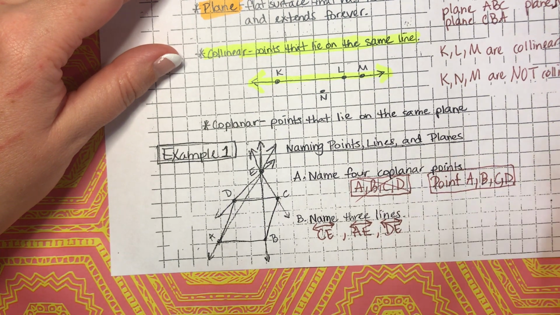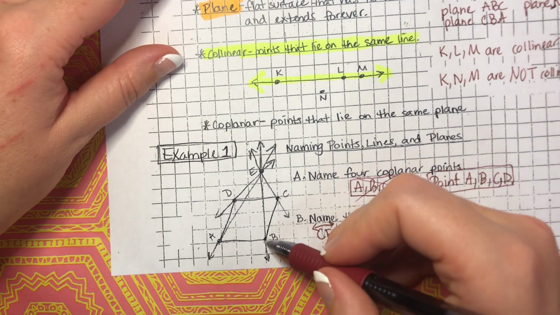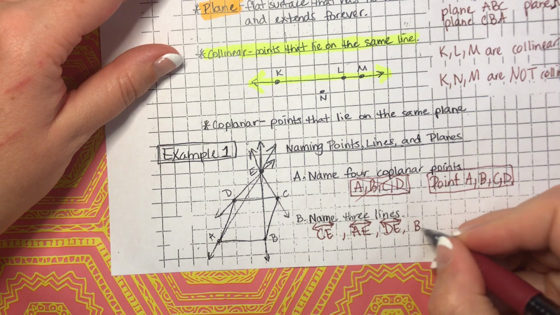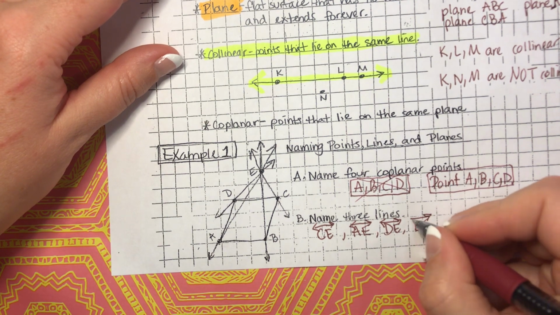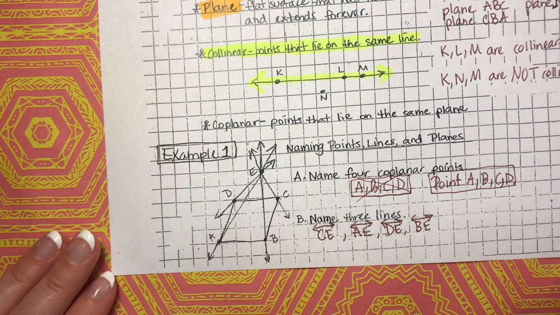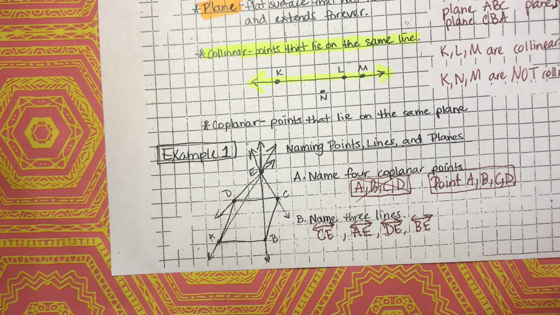But there's one other one. Did you guys guess it? Did you write it down? It's BE. BE goes forever and ever that way. So that's the fourth line. You only had to do 3, but there are 4. So I just wanted to write that unless somebody else did that one. Okay, perfect. All right, we are going to go to the next page.